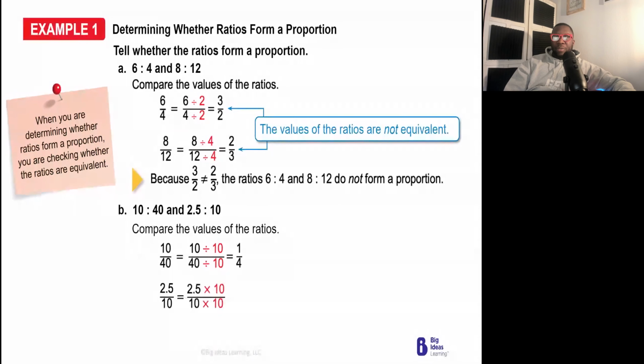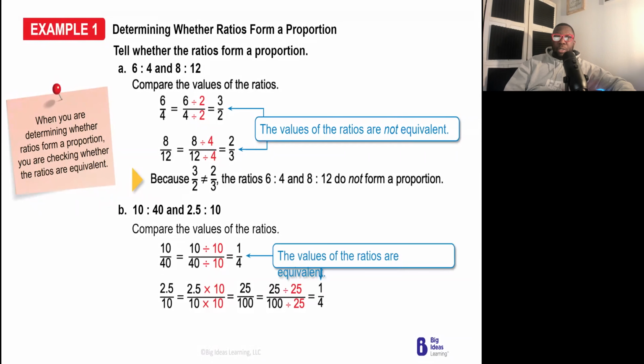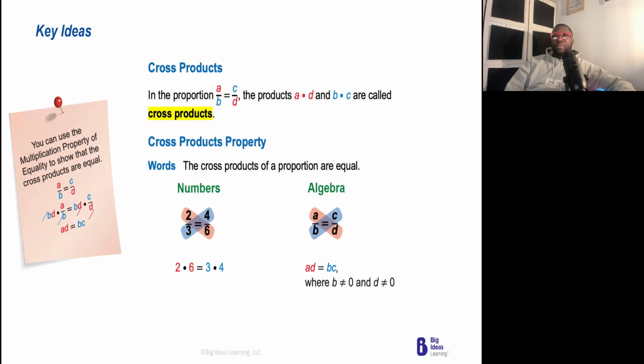2.5 times 10 is going to give us 25. 10 times 10 gives us 100. Well, 25 over 100, can we simplify that? Yeah, that's a little easier to simplify. Divide by 25, we end up with 1/4. So 10 to 40 and 2.5 to 10, because those ratios are equivalent, form a proportion. Hoping that makes sense. If you simplify or multiply and you get the same value, then it forms a proportion. If it doesn't, then it's not proportional.